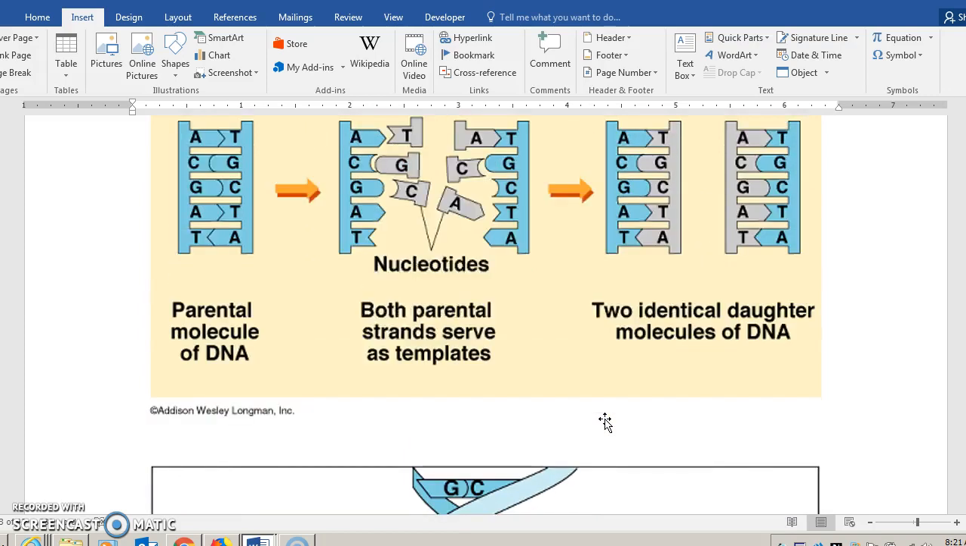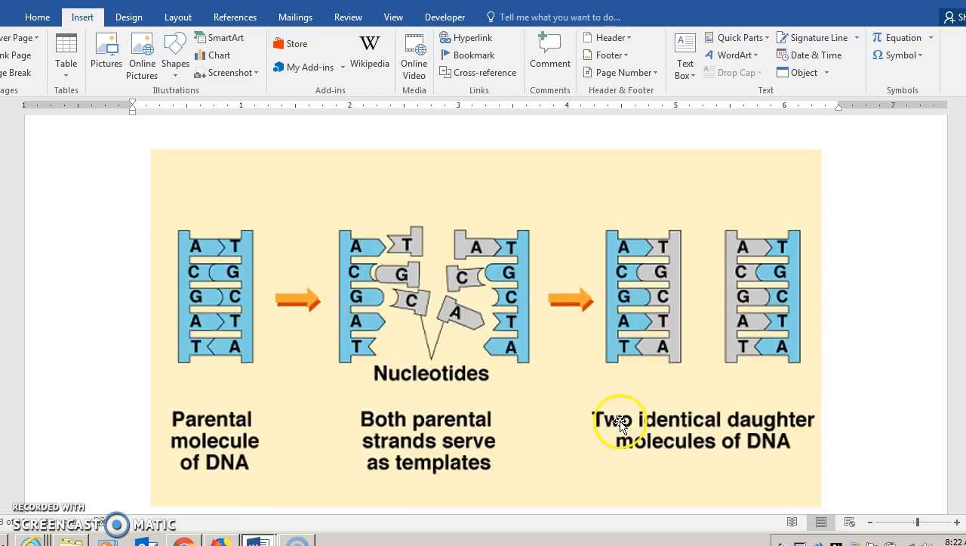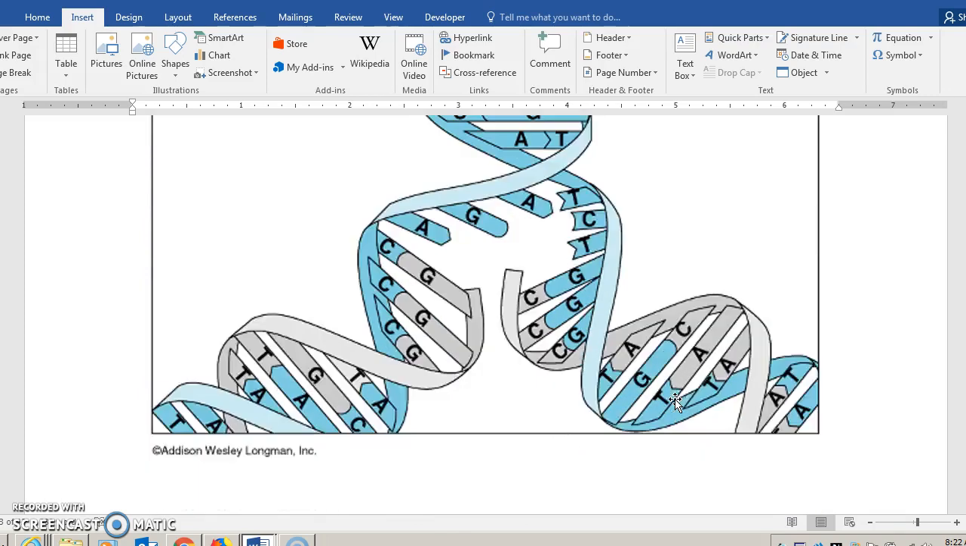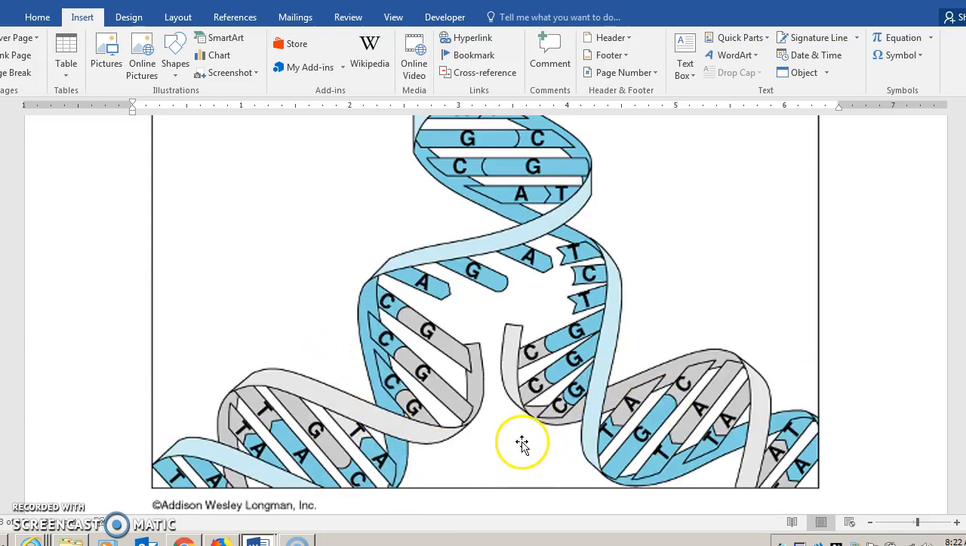Whereas I did not put it in as an image, it's possible that it could be completely conserved, where it just serves as a template, and you still have the parental molecule and then a whole new daughter molecule, which isn't shown here, but it would be as if these two daughter strands attached to each other. That doesn't happen. It's semi-conservative. This is showing a replication fork.